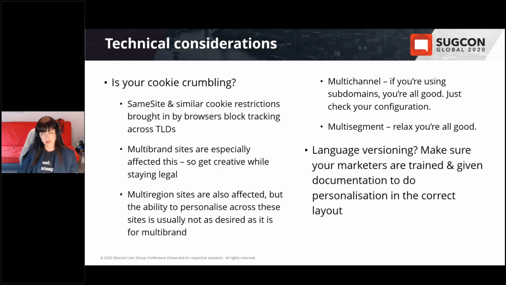I mentioned language versioning earlier when it comes to multi-region. If you're using language versioning to deliver your site in local languages, well done, that's good. Just make sure that the marketers are trained and given some documentation in order to make sure that they're doing the personalization in the correct layout, because otherwise, again, they could waste a lot of time, get some weird results, and get a bit frustrated and give up on it. And we don't want them giving up on it.